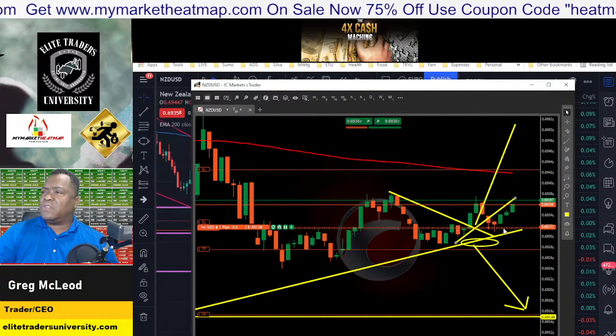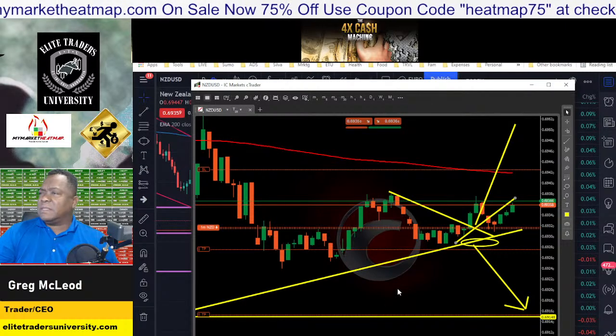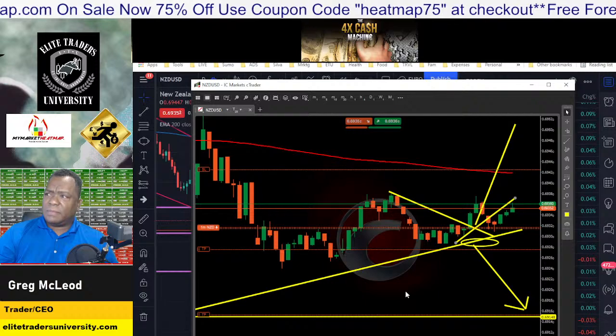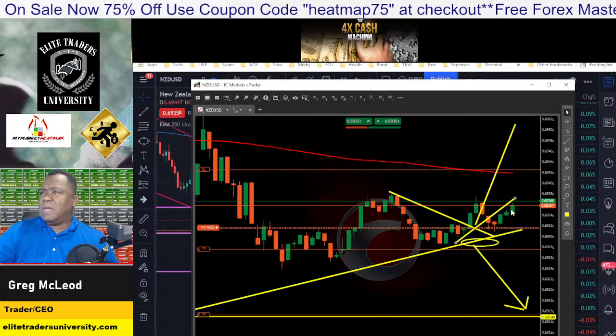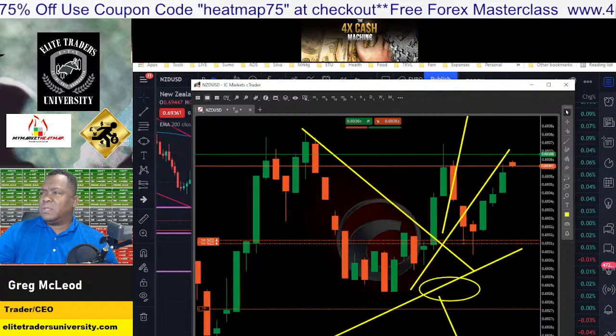Here's that trend line, and the price is tagging at 69.35, and it touched it and pulled back from it. Let's zoom on in.